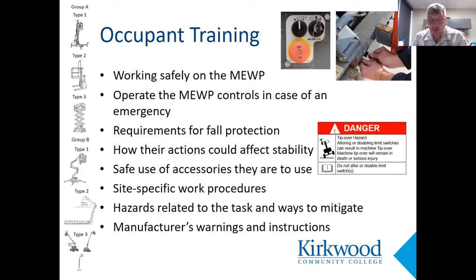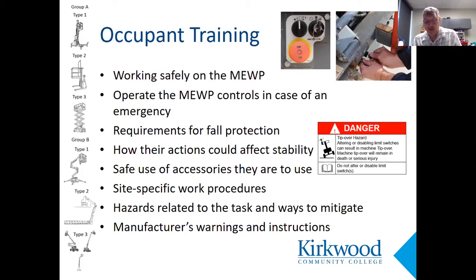Site work procedures. So they need to know the policies for the work. They need to know what PPE is required, their limitations of safety, what they can do and what they can't do. Hazards related to the task and ways to mitigate them. So if there are some hazards that the occupant needs to know, they need to be shared with them. And then back to the warning signs and instructions. They need to know what those little stickers are all around the lift. So these are specifically for the supervisor and occupant. It's good to see that these topics are coming up, that ANSI has put them up in front of us. So that'll be your classroom.